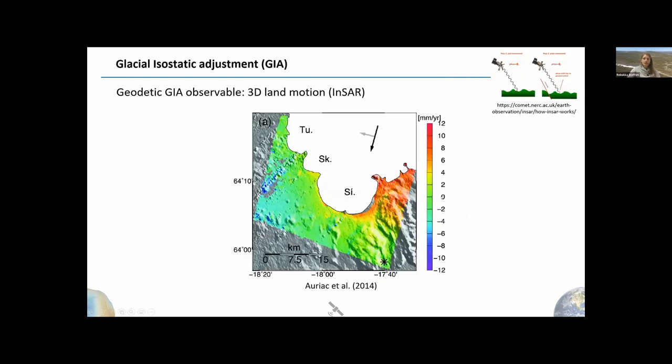Not only GNSS can contribute to observing land uplift due to GIA, we also see it from InSAR, where we also measure the change in height and the change in the east-west direction. This is an example for Iceland, where we can clearly identify the uplift happening due to the recent ice mass losses on the Iceland glaciers.